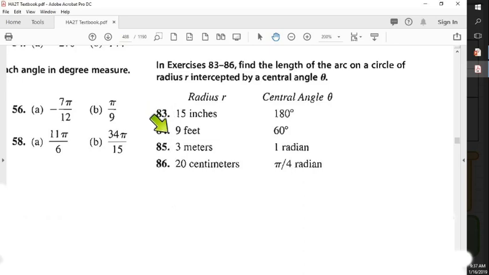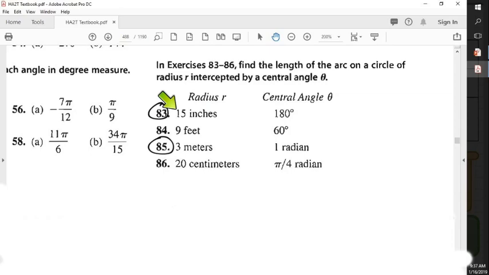So let's just draw a picture. Shall I do 85? Yeah, let's do 85 because that one looks really complicated. Okay, I'll do 83 then. This one's in degrees, and then I'll do 85 because that one's in radians.